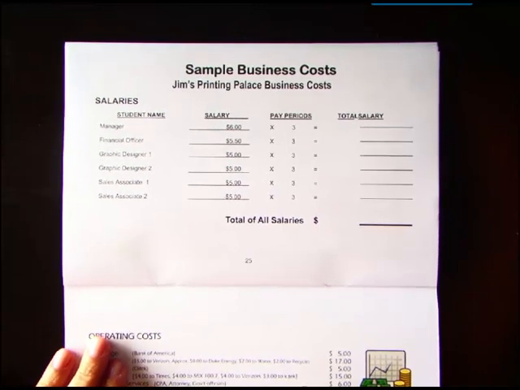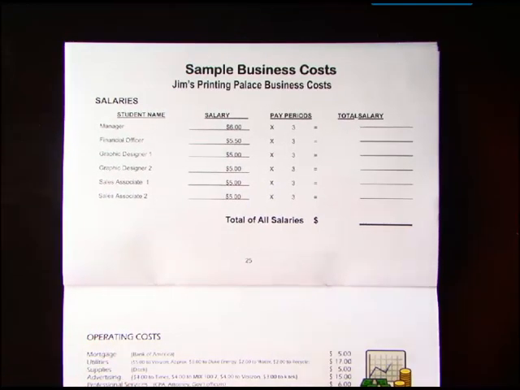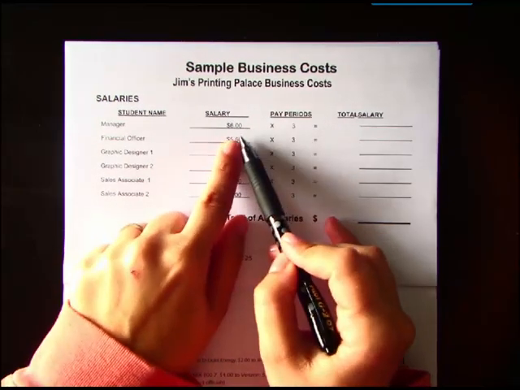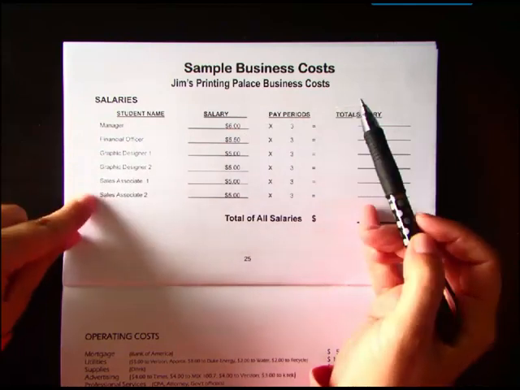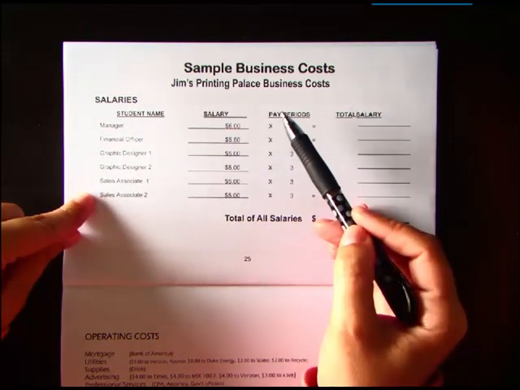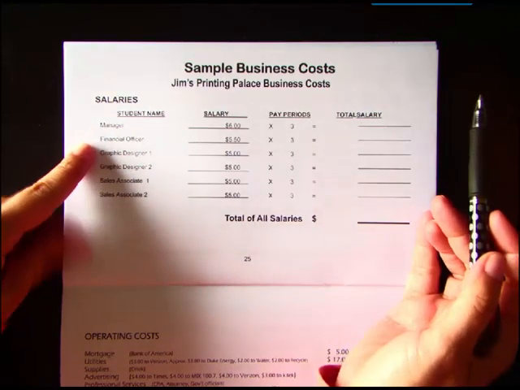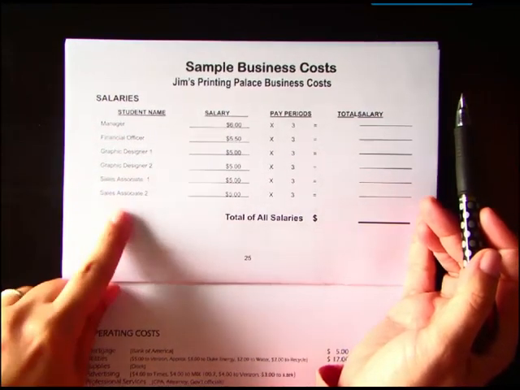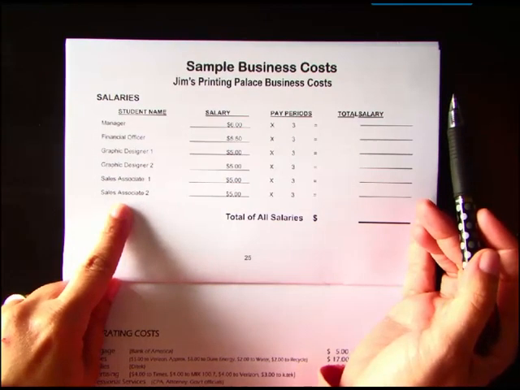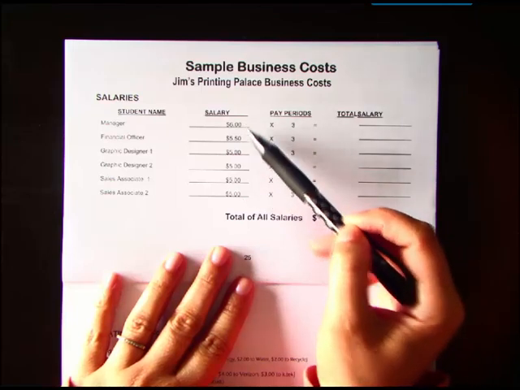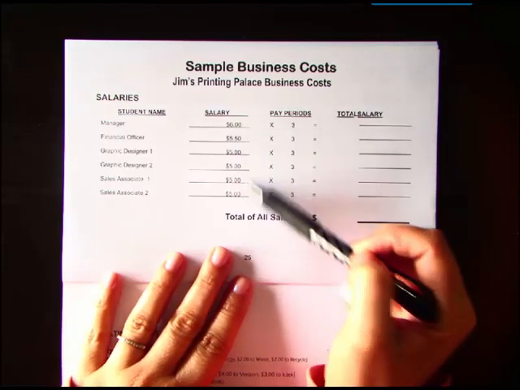The first business cost that we are going to look at is your salaries. Your salary is what you pay your employees, the people that work for you. Okay? So if you take a look up here, we have the different jobs that Jim's Printing Palace has. He has a manager, a financial officer, he has 2 graphic designers, and 2 sales associates. Okay? Then it tells us how much money they make. They either make $6, $5.50, or $5.